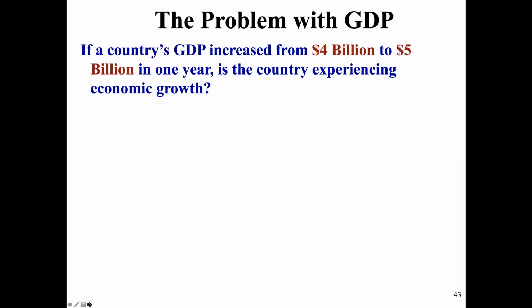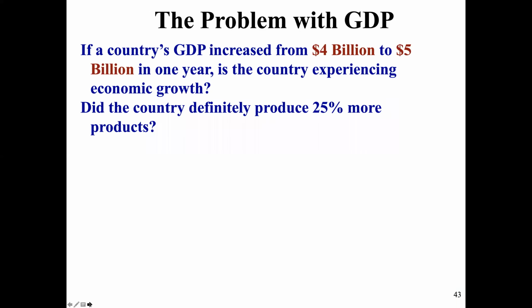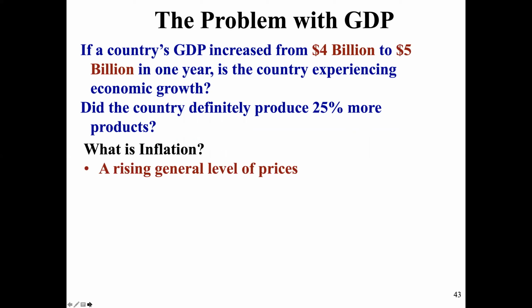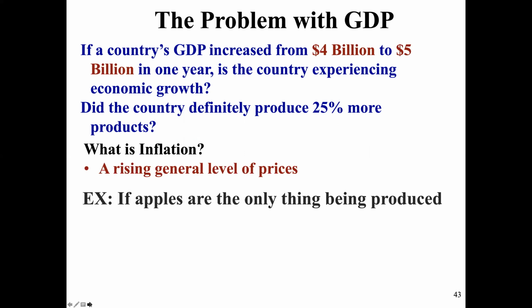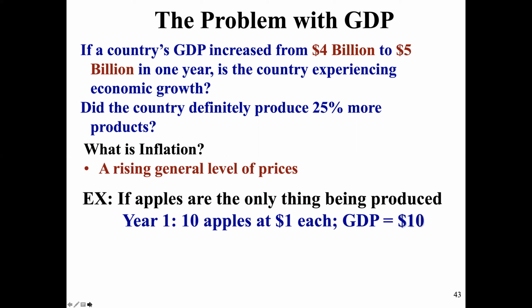Okay, let's think about this in a couple of other ways. What if I told you the GDP of one country increased from 4 billion to 5 billion in 1 year? Is that country experiencing growth? Well, did they definitely have 25% more products? Not necessarily, right? One of the things that could have happened is inflation. Inflation is just a general rise of prices. This naturally happens all the time, but it doesn't necessarily tell us if life is getting better if all that's happened is inflation.